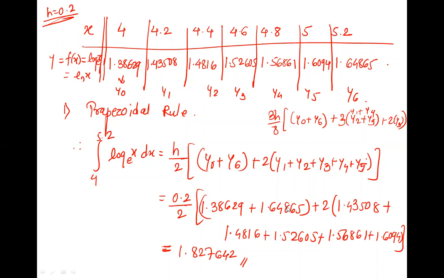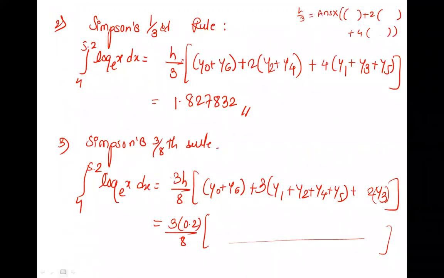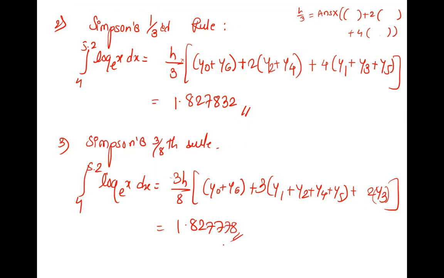Done? 1.8277. Okay. Ahead, 7, 783325, 7 8 like this. No, ma'am. 1.82783325. Okay. 783325, 7833. I'll write. Good. So this is by Simpson's 3/8 rule.